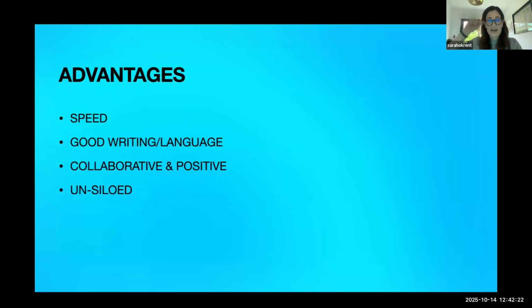But I will say the advantages: speed, obviously, and the writing is good. The language is good. I like it. I felt like it was a really collaborative and positive workmate, which is very important. And I really liked that it was unsiloed. Normally in my job, I have to go to the creative, the strategist, the account person, the CEO. And in a GPT, you get everybody unsiloed. So that was it. Woo! I made it with 10 seconds to spare.